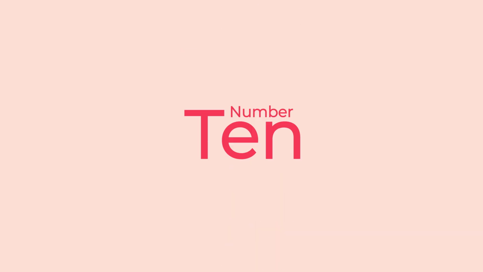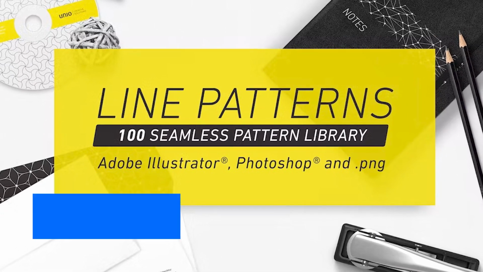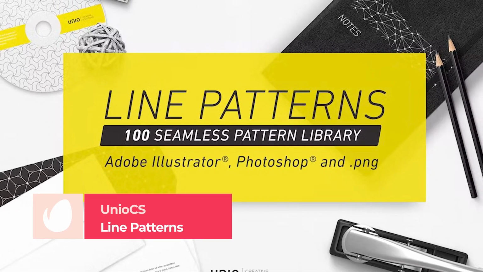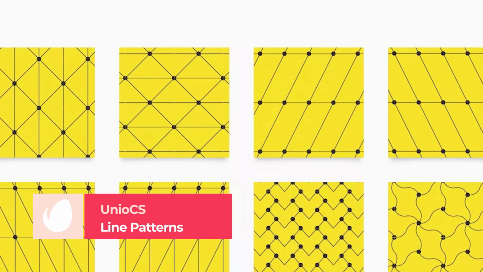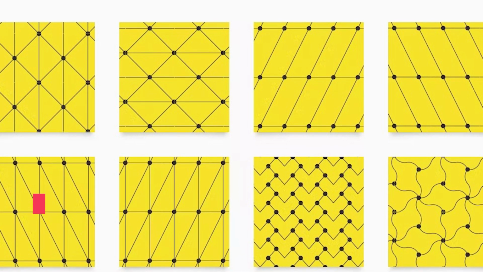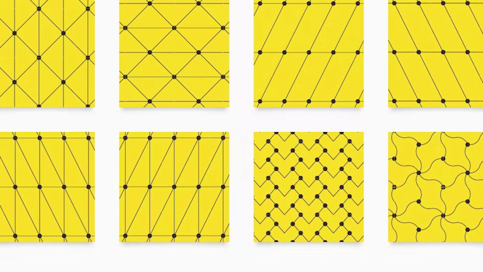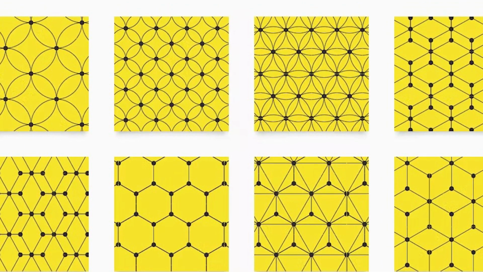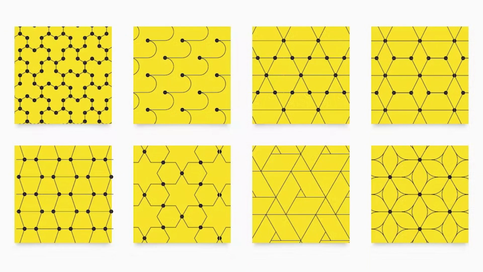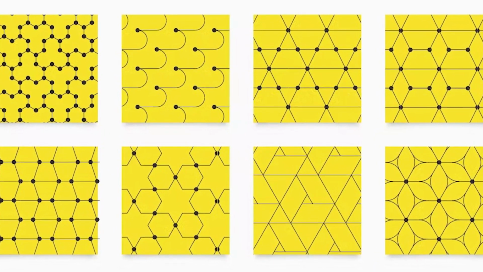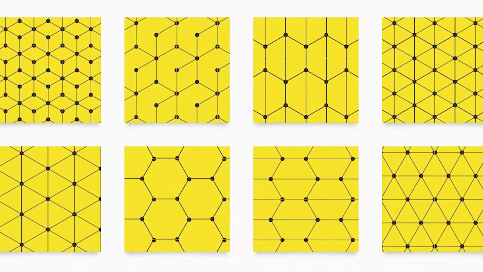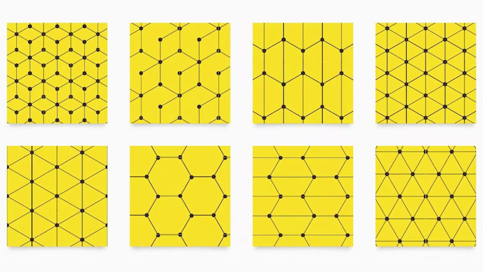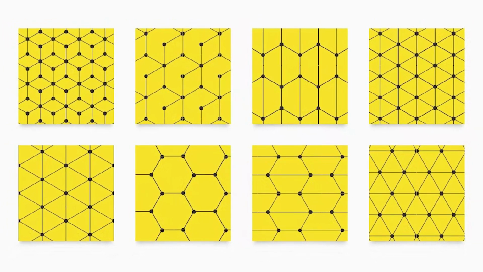Number 10. Line Patterns by Unio CS. Perfect for banners, backgrounds, and graphic design accents, this kit of seamless patterns features 100 unique vectors to choose from. Its design is based on various geometric figures that produce hypnotic patterns, which can be symmetrical or asymmetrical. They're available in multiple formats as well, including AI, PAT, and PNG.